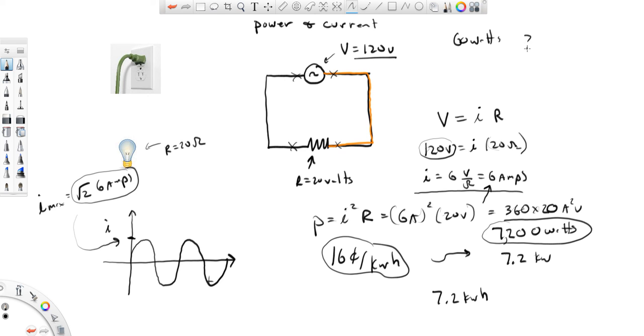Now, why did this occur? I just made this problem up off the top of my head, so I picked a resistance that was relatively low. But the mechanics of how you work out the problem are all valid. So this is just meant to be example number 1 of an AC circuit type of power problem.